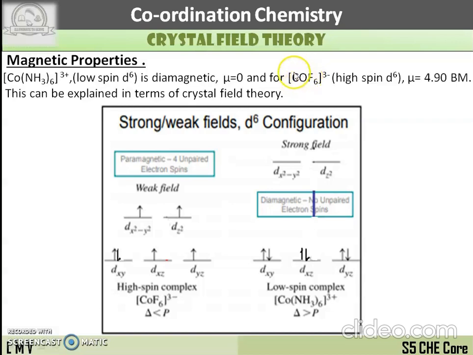So we get cobalt in the 3+ oxidation state. Here also we know that it has a d6 configuration. But we know that F minus is a weak field ligand. From the spectrochemical series, it is very clear that F minus is a weak field ligand. So what happens? The delta O, or the crystal field splitting, will be less when compared to the crystal field splitting in the ammine complex, when the ligand is an ammine.